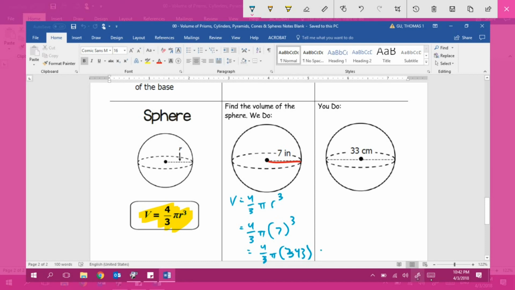343. And if you leave it in terms of pi, it's going to be about 457.3 pi. What are the units? Inches cubed. Or if you type in 457.3 pi in the calculator, press enter, you're going to get 1436.8 inches cubed. All right. So now you try the you do on the right side.